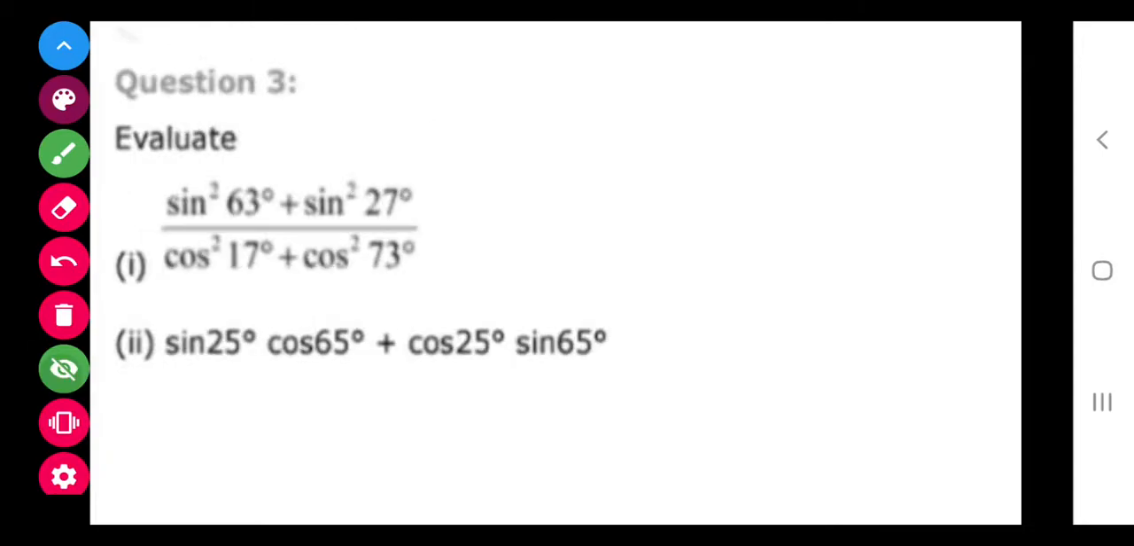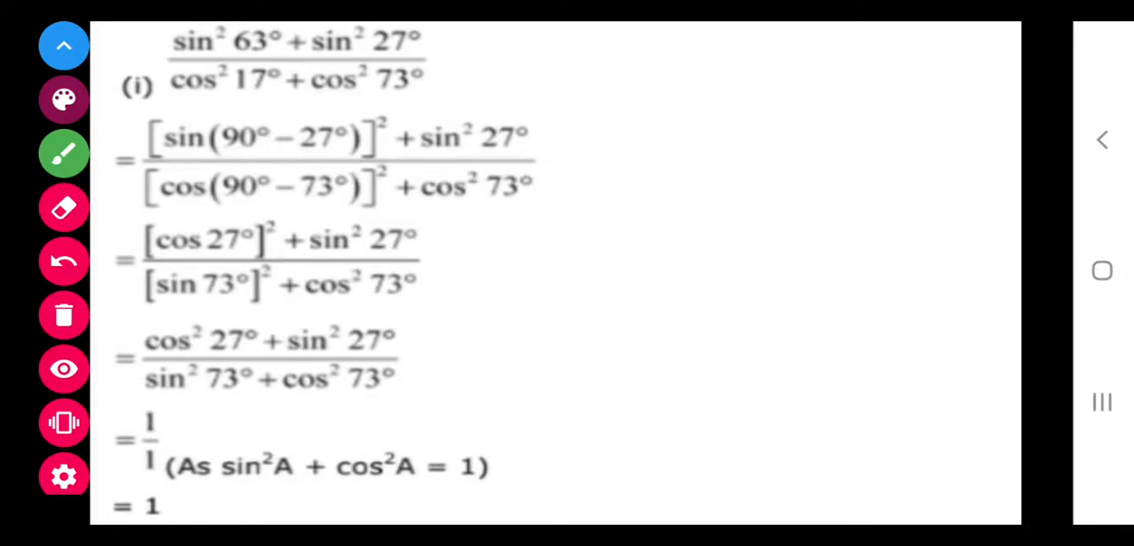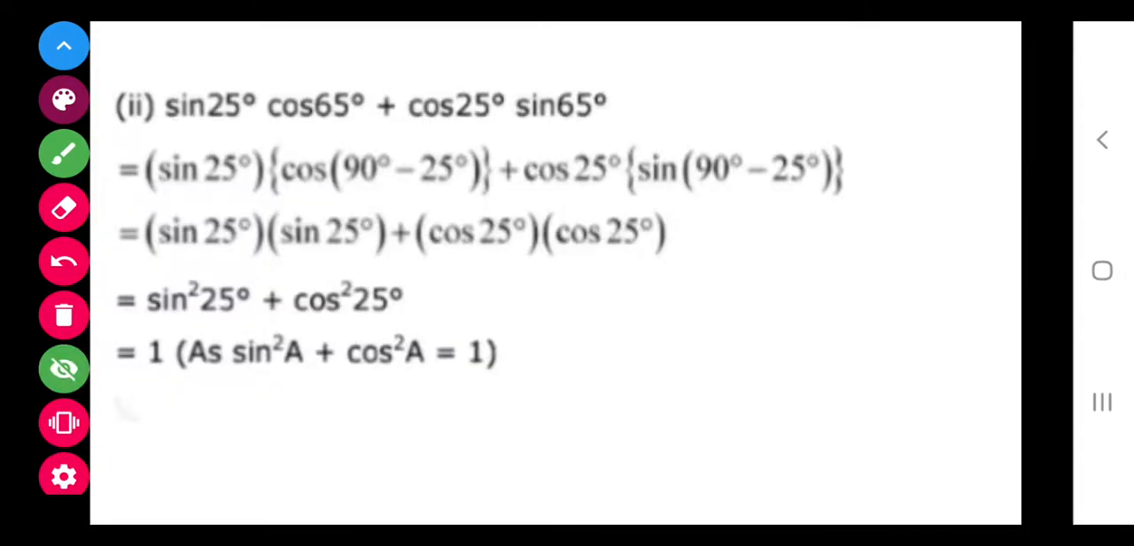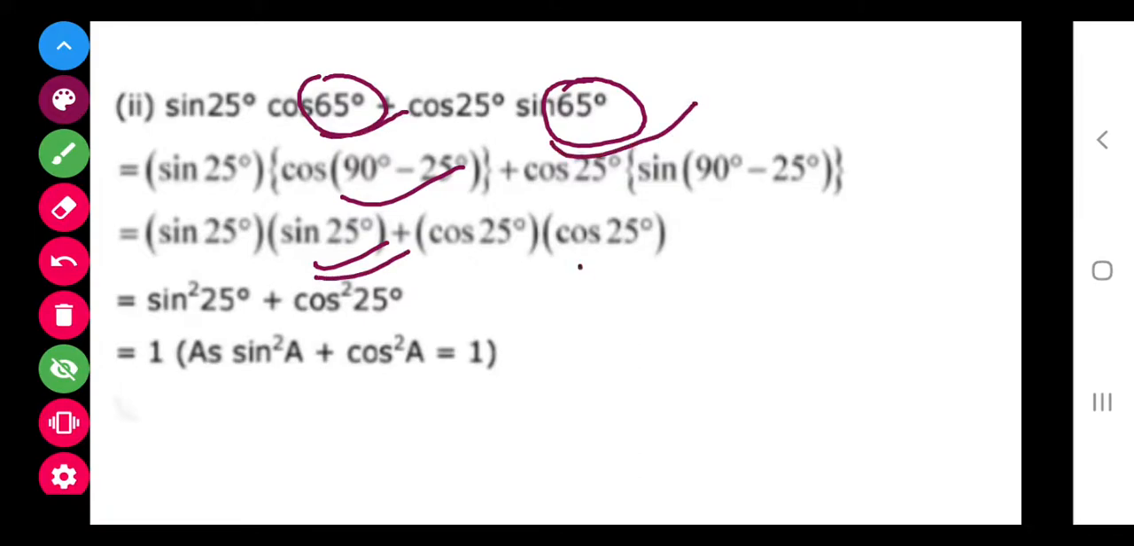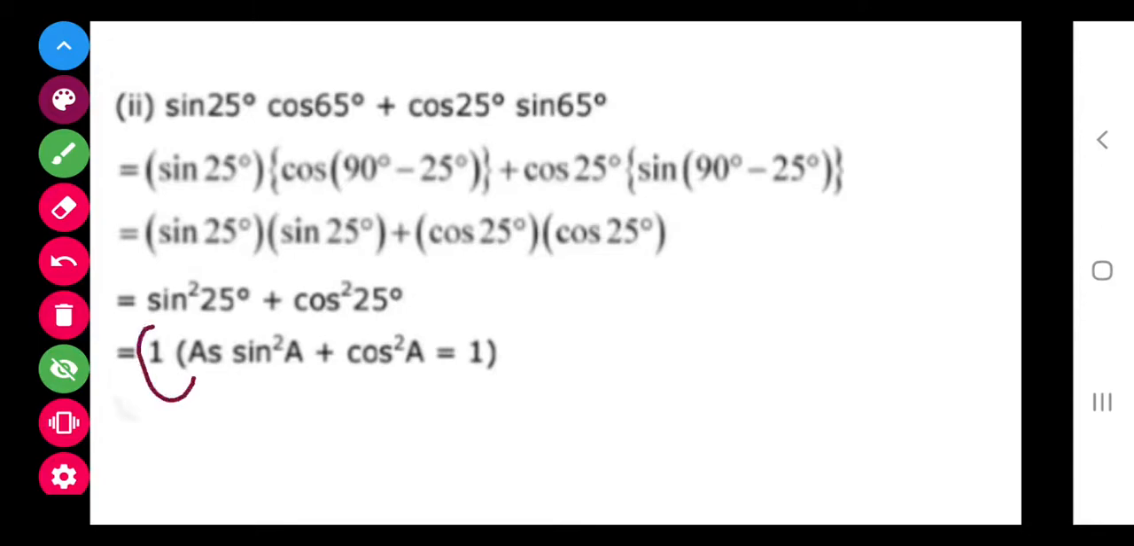Now the second part of the question. In this also you can see this is 25, 65, 90. So here also what we will do, we will convert this 65 to 25, this 65 to 25. So on converting, cos 65 will become sin 25, sin 65 will become cos 25. Now it is sin square theta again, this is cos square theta again, same angle, so it's equal to 1.